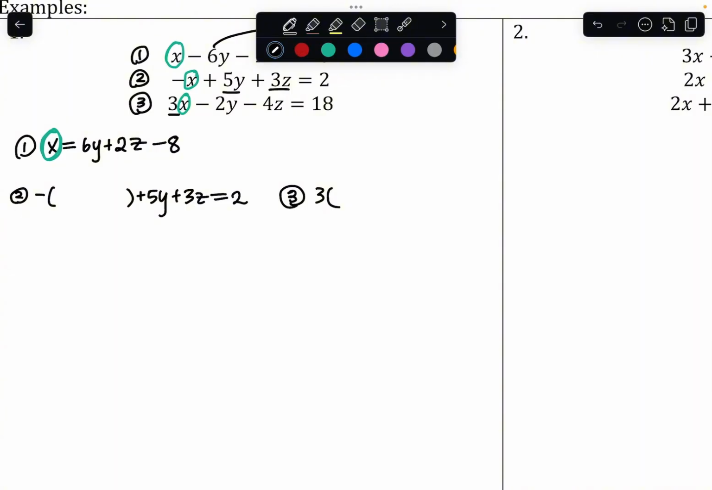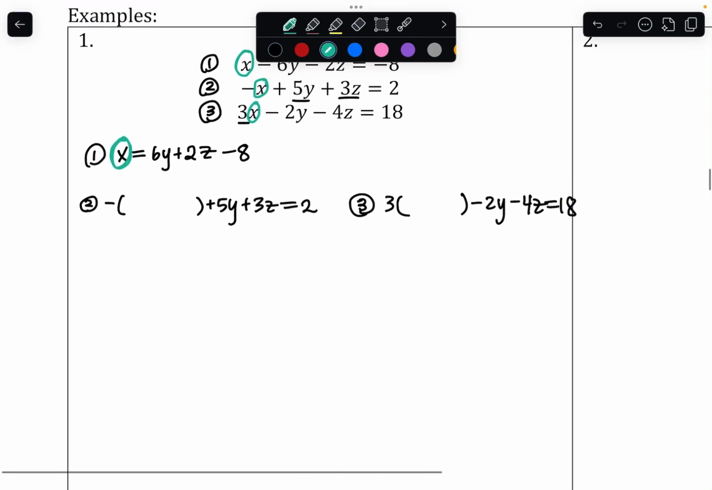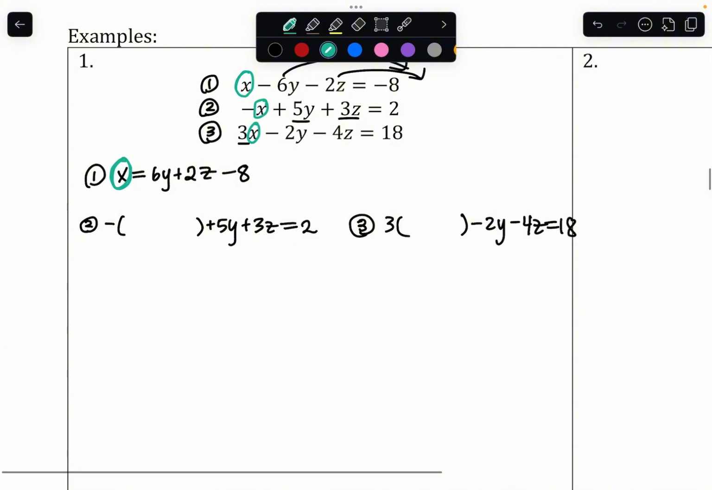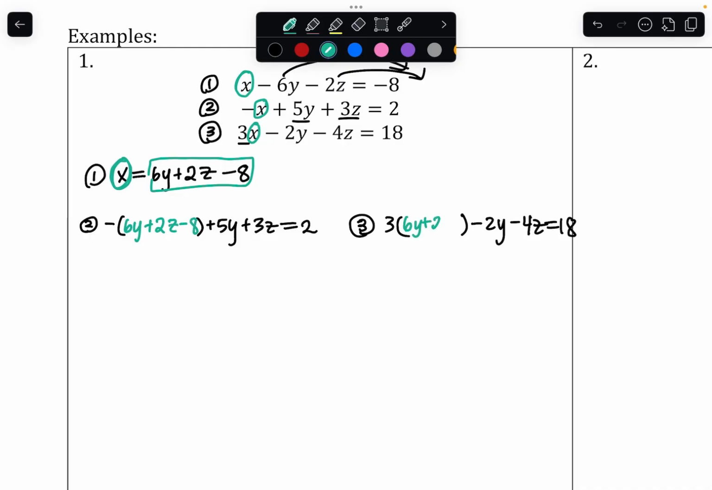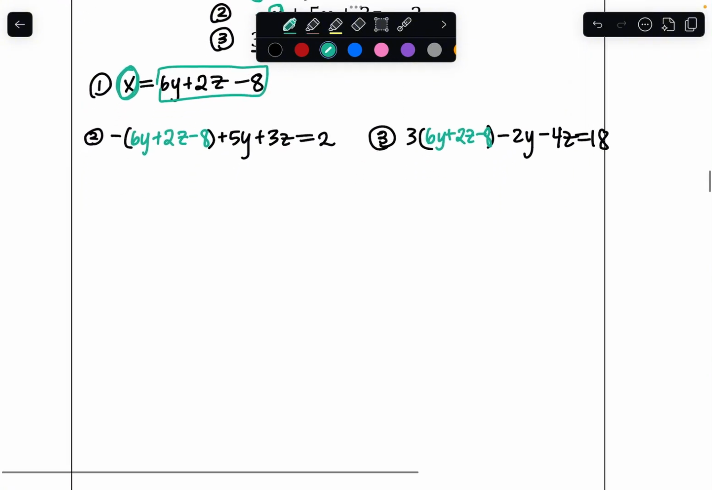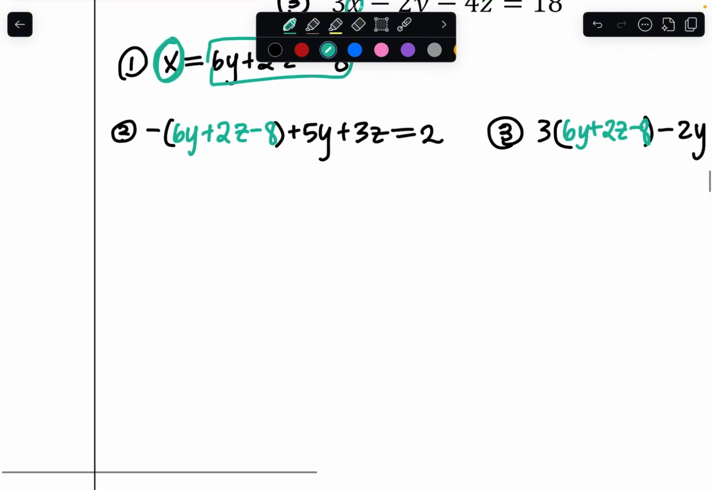So 3x minus 2y minus 4z equals 18. And in the blank parentheses where we took x out, we are filling in his sub, which is 6y plus 2z minus 8. Okay, and so we've substituted the expression for x into both equations.